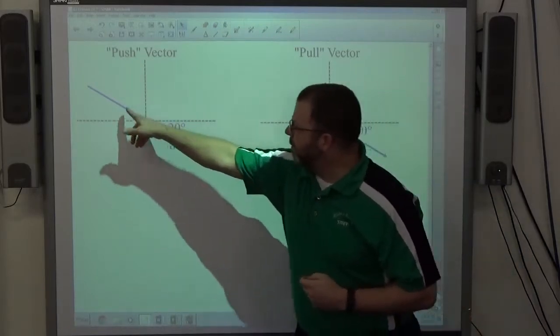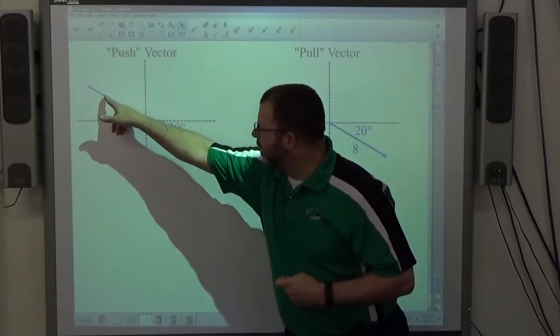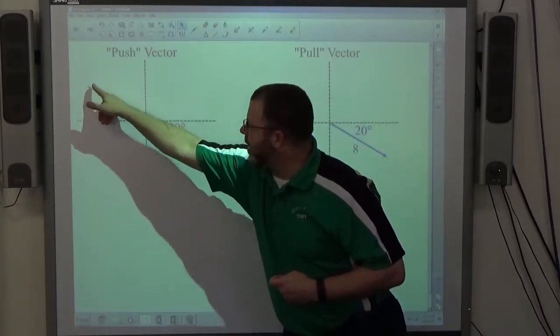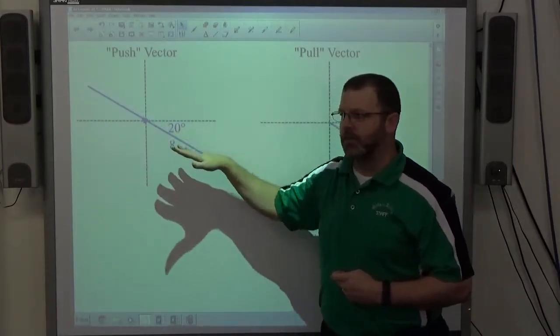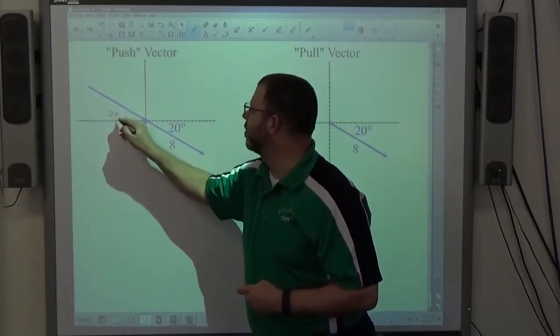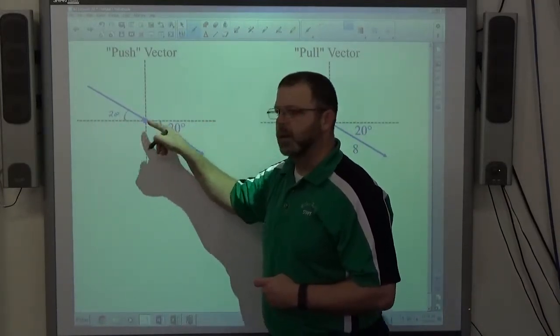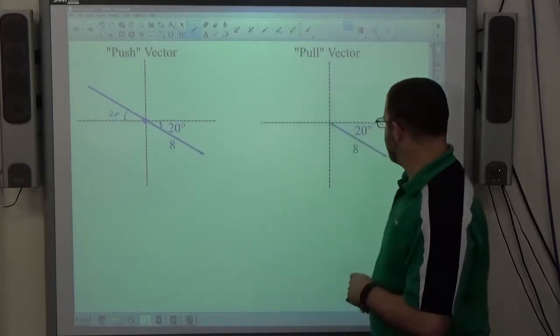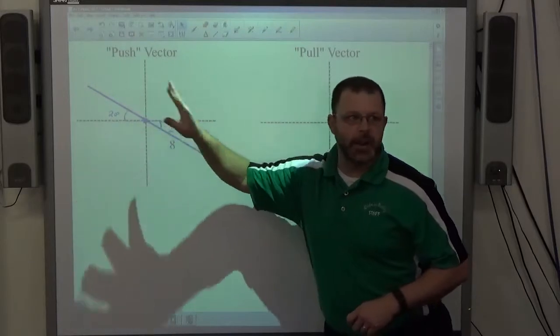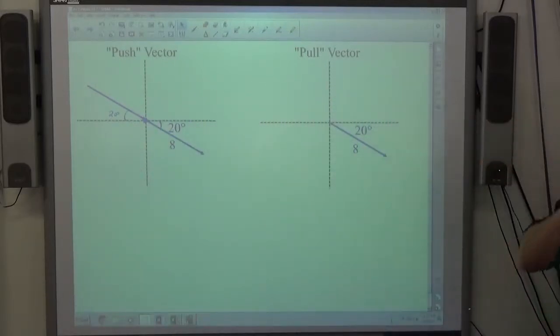So, if you have a push vector, simply push it along until the tail of the vector ends up at the origin going in the same direction. So whatever angle this is here, which is a 20-degree angle, will mirror it over here, like so. So this is the pull vector, which is equivalent to this push vector right here.